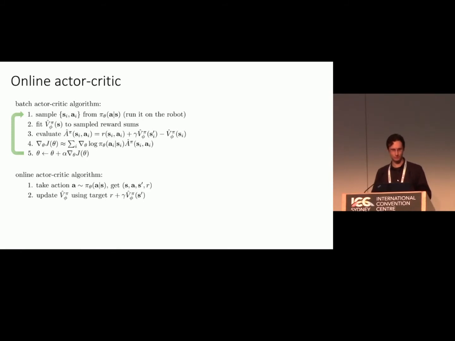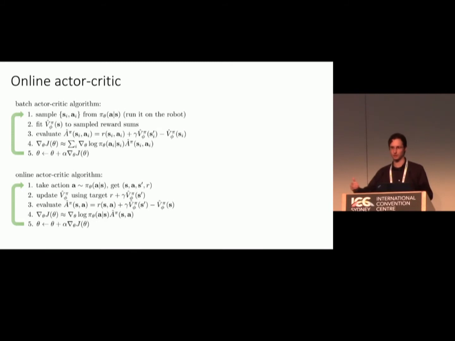gamma V of s prime. Then you're going to evaluate the advantage of that transition. Then you're going to compute your policy gradient estimate, again using just a single sample. And then you'll increment your policy parameters. And then you'll repeat. So now this is a fully online actor critic algorithm, meaning every single step that you take in the environment, you can improve your policy. We couldn't do this before with policy gradients because we couldn't evaluate the advantage using just a single step.